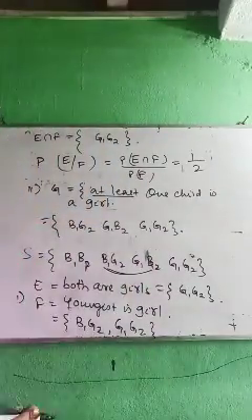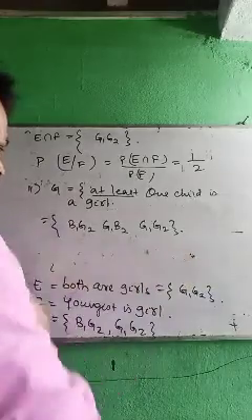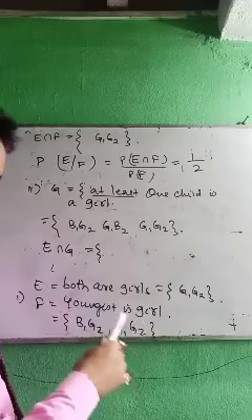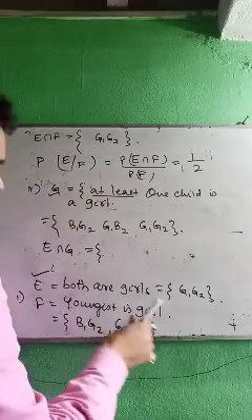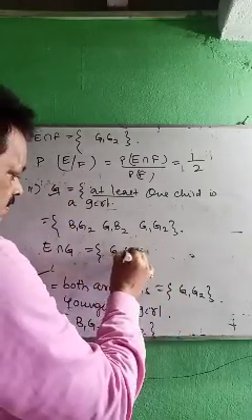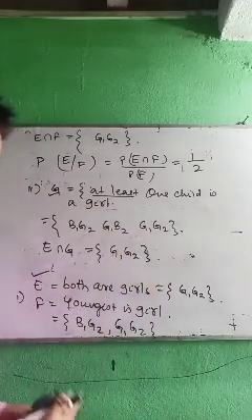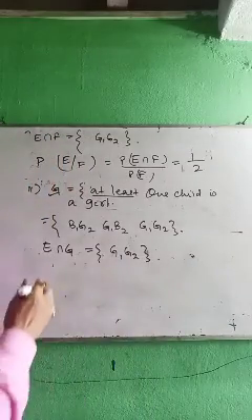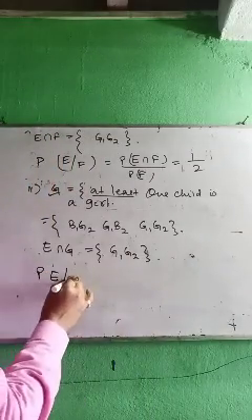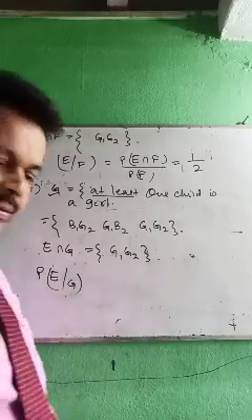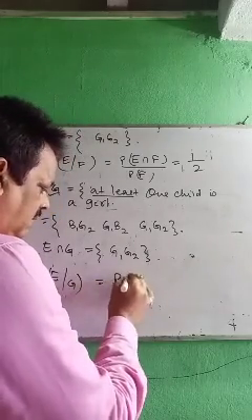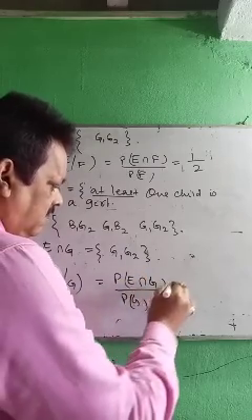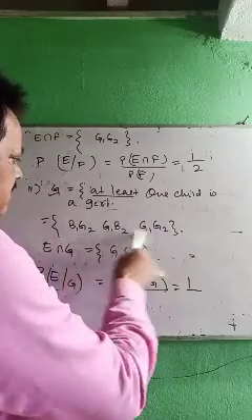Then what will be E intersection G? E intersection G equals to, you can see here E and G, G1, G2. Then what will be probability E condition G? E condition G, E intersection G divided by PG. This is one. G has how many elements? 3 elements.